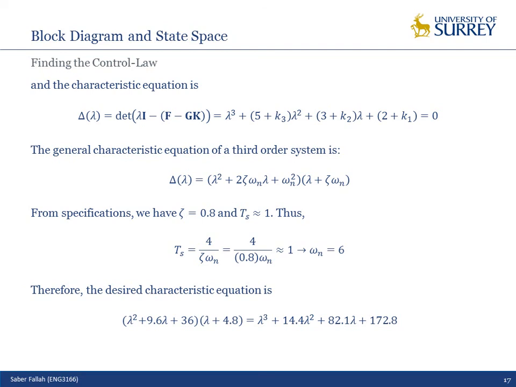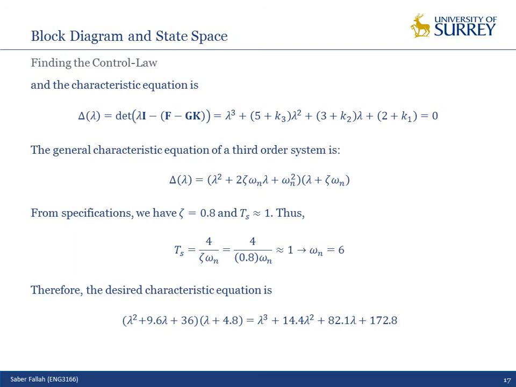I made it almost 1, because if you put it equal to 1, you make some assumption. It's not correct. It's better to have higher values in order to make sure that we are in the region. And I said it's almost 1. It's not exactly 1. So this one will be my desired characteristic equation.